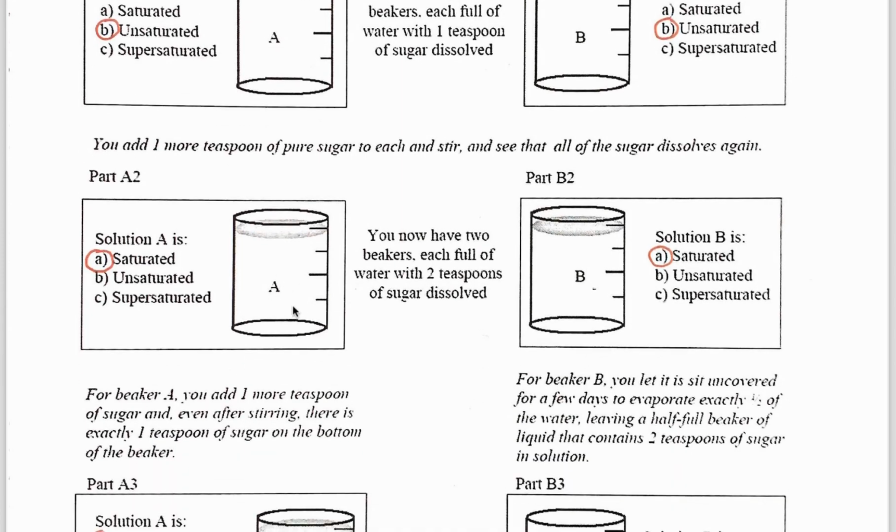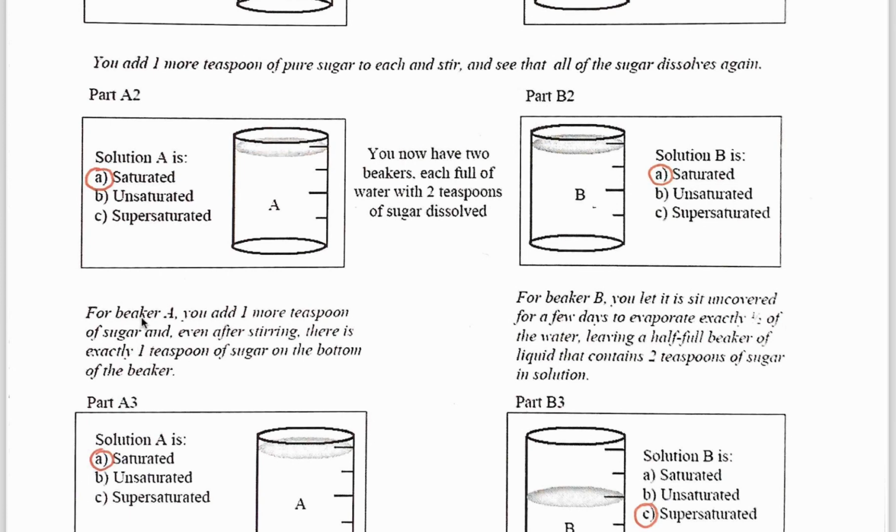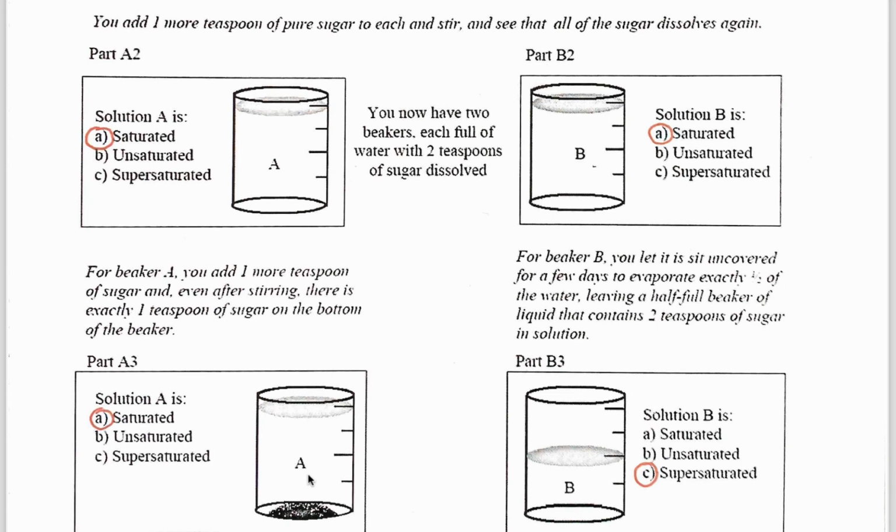Then I've added the sugar, so I now have two teaspoons in there, and I've mixed them, okay? Then it tells me for beaker A, I add 1 more teaspoon, and even after stirring, there is exactly 1 teaspoon of sugar at the bottom. So what that tells me is I could not add any more sugar to this solution, okay? So since I can't add any more sugar, it is just going to settle at the bottom. That means that this solution here is saturated at this point. It has the maximum amount of solute dissolved, and it will remain saturated, right? If I keep adding solid, it's just going to sink to the bottom. No more is going to dissolve.